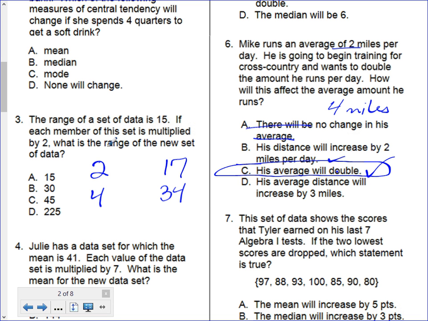What's the range of the new set of data? 30. See how easy that is? It's going to be 30 regardless. It's going to be 30 no matter what. Do you want to try it again? Yeah. Sure.